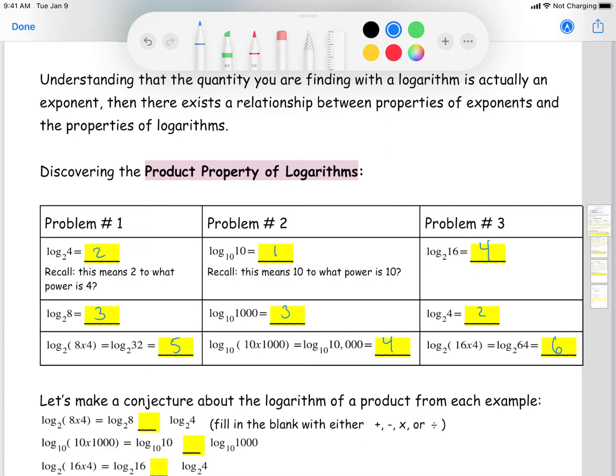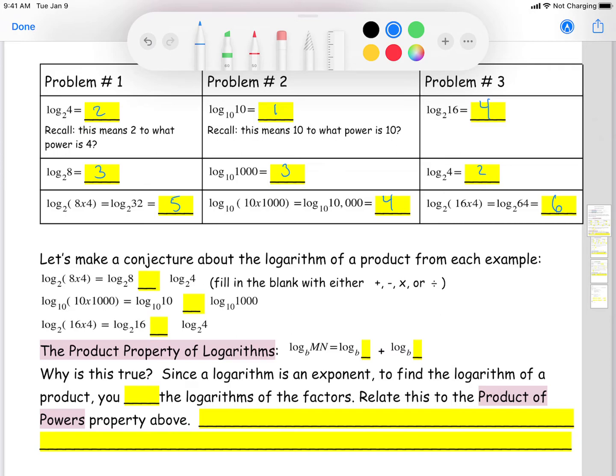So if we're making a conjecture, log base 2 of 8 times 4 is the same thing as log base 2 of 8 plus log base 2 of 4. Log base 10 of 10 times 1,000 is the same thing as log base 10 of 10 plus log base 10 of 1,000. And log base 2 of 16 times 4 is the same thing as log base 2 of 16 plus log base 2 of 4.